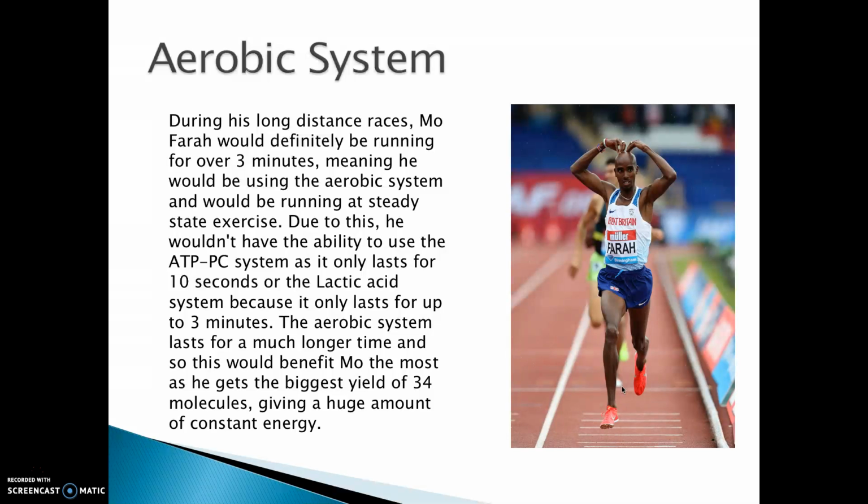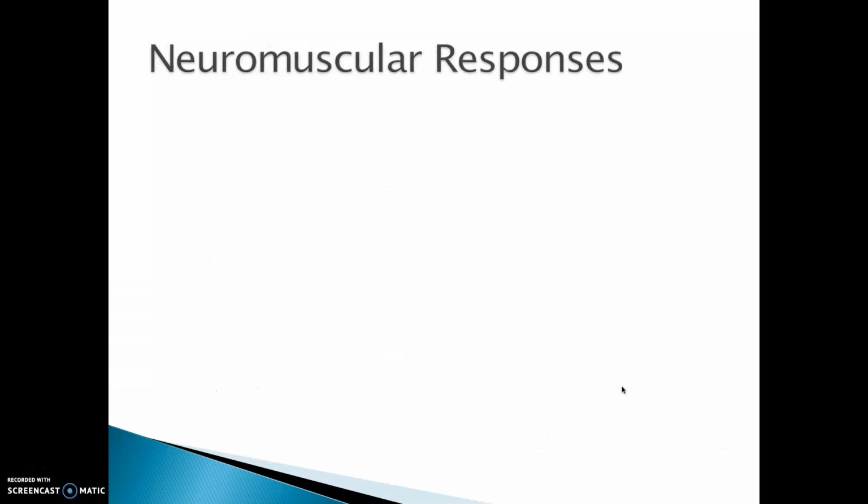Therefore, the aerobic system would be perfect for him because it lasts for a much longer amount of time, and this would benefit Mo the most as he gets the biggest yield of 34 molecules, giving him a huge amount of constant energy. So finally, we move on to the neuromuscular responses.